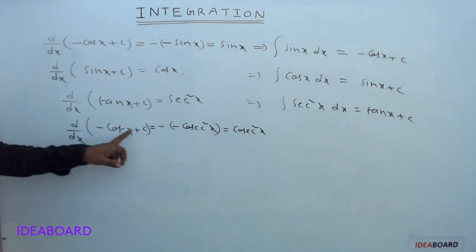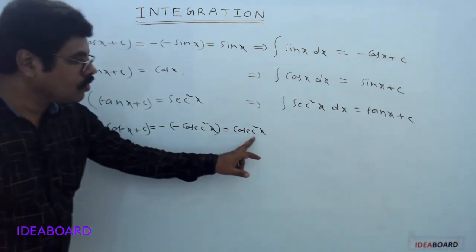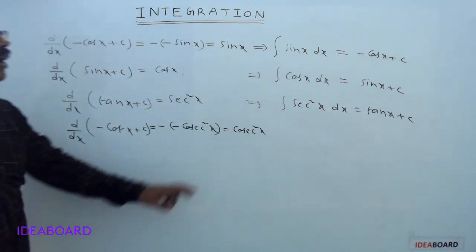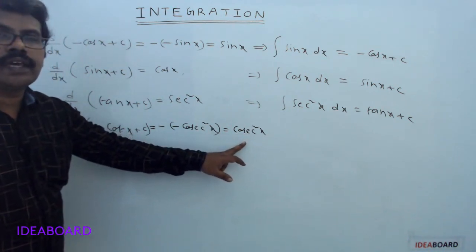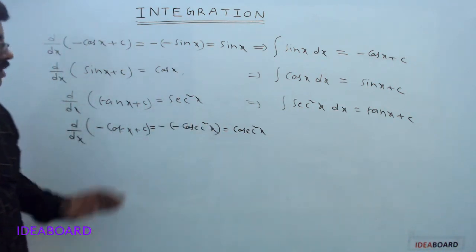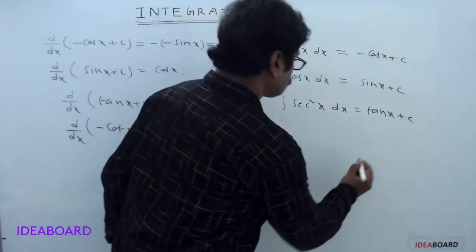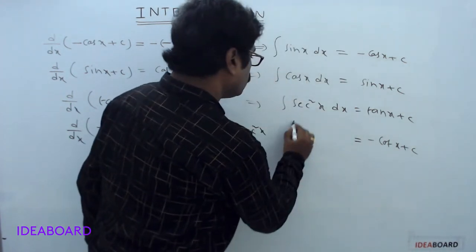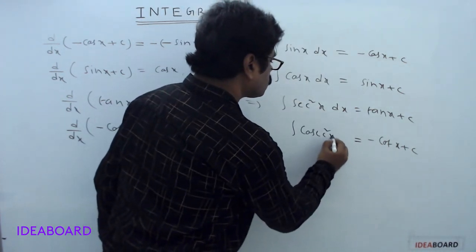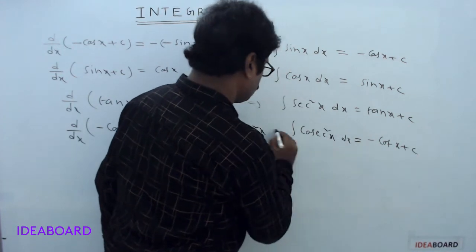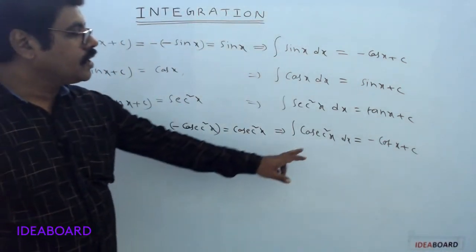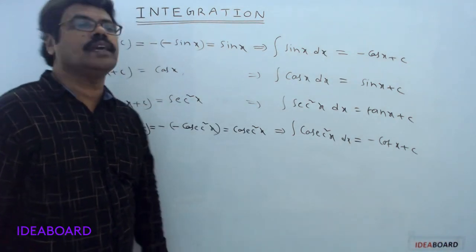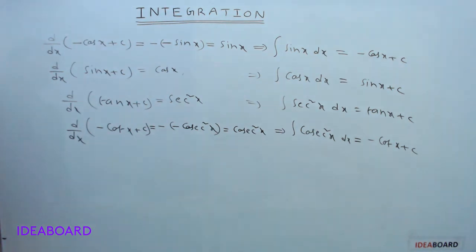If derivative of minus cot x plus c equals to cosecant square x, then minus cot x plus c is called integral of a function cosecant square x with respect to x, and it can be written as minus cot x plus c equals to integral cosecant square x dx. What is the formula? Integral cosecant square x dx equals to minus cot x plus c. Now come to the next formula.